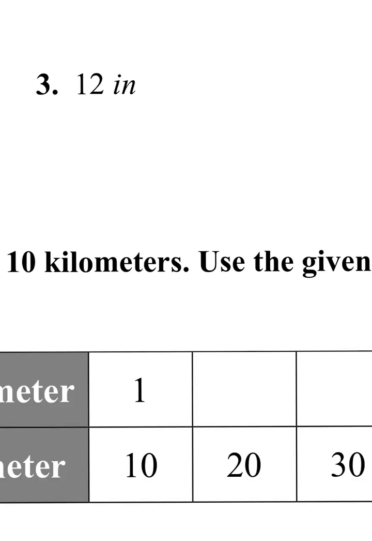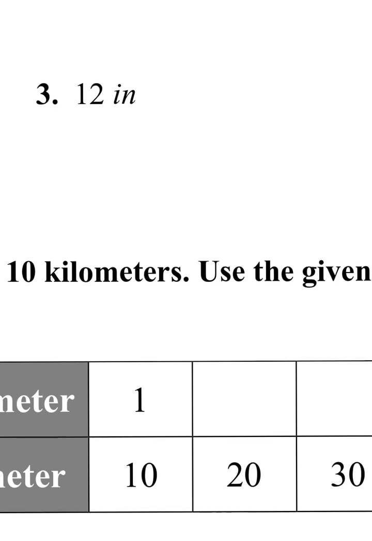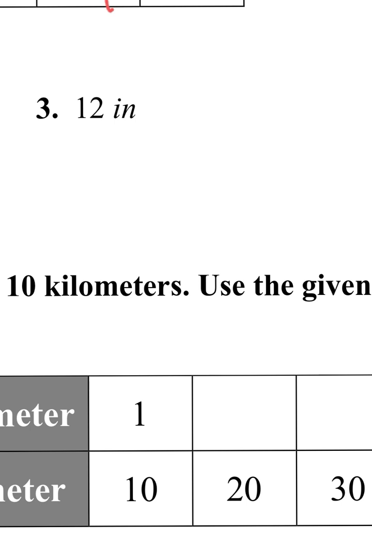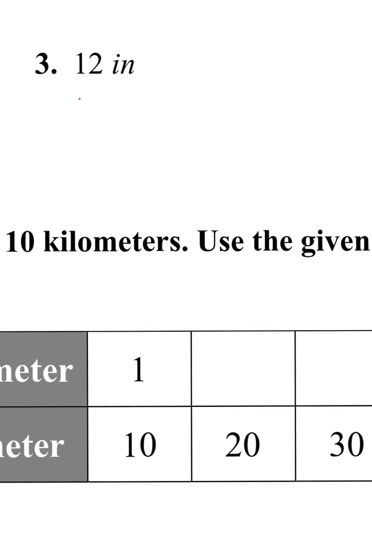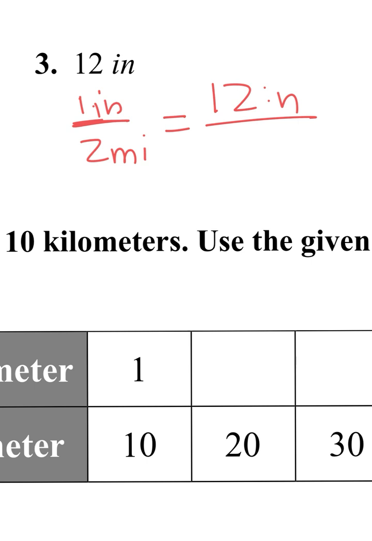On number 3, we've got 12 inches, and they want us to convert that to an actual distance. Start off with your map scale, which is 1 inch to 2 miles. They want us to convert that to 12 inches over how many miles? What do we go up by a factor of? In other words, what do we multiply 1 by to get 12? That's 12, so 1 times 12 is 12. Whatever we do to the top, we also have to do to the bottom.